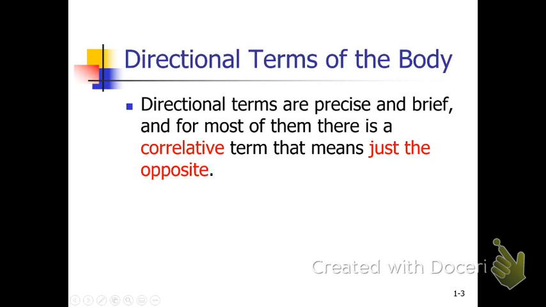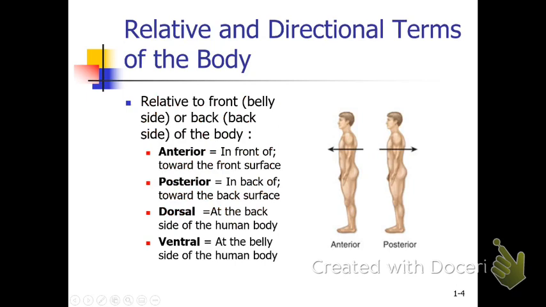Now, when you're describing structures, oftentimes one will be looking at the body and using directional terms to describe how one organ or structure is in relationship to another. There are a number of these terms, and as you'll see here, they all have opposite or correlative terms. So let's take a look at these. Some of these terms are a little bit more familiar to you than others.